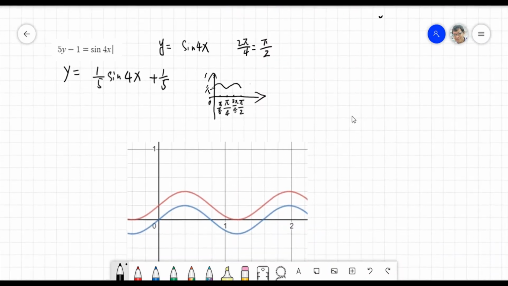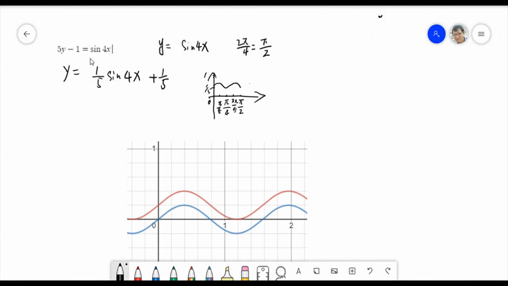5y minus 1 equals sine 4x. In order to make this simple, I move the coefficients 5 and 1 to the right side. So simplified, it is y equals 1 over 5 sine 4x plus 1 over 5. Same here, I draw two. Okay, so you can see here it starts from 0.